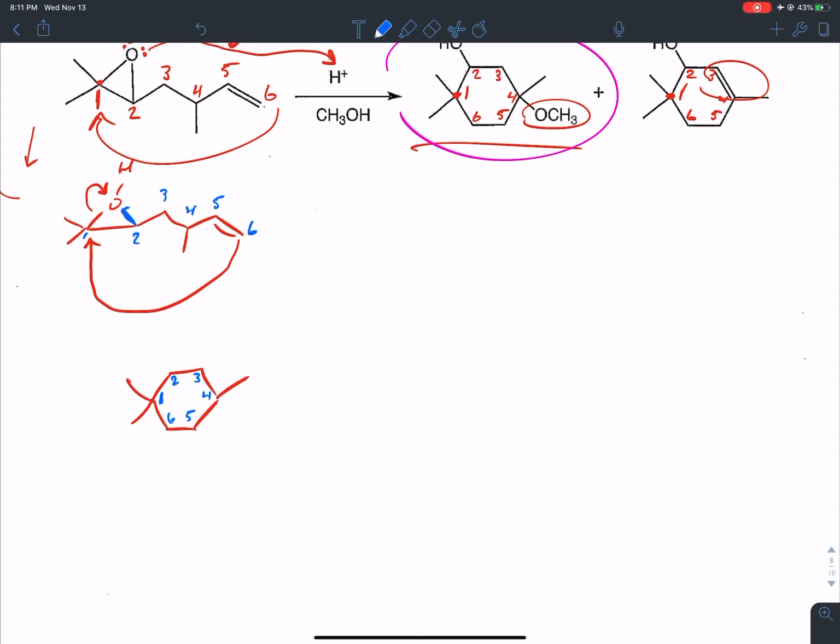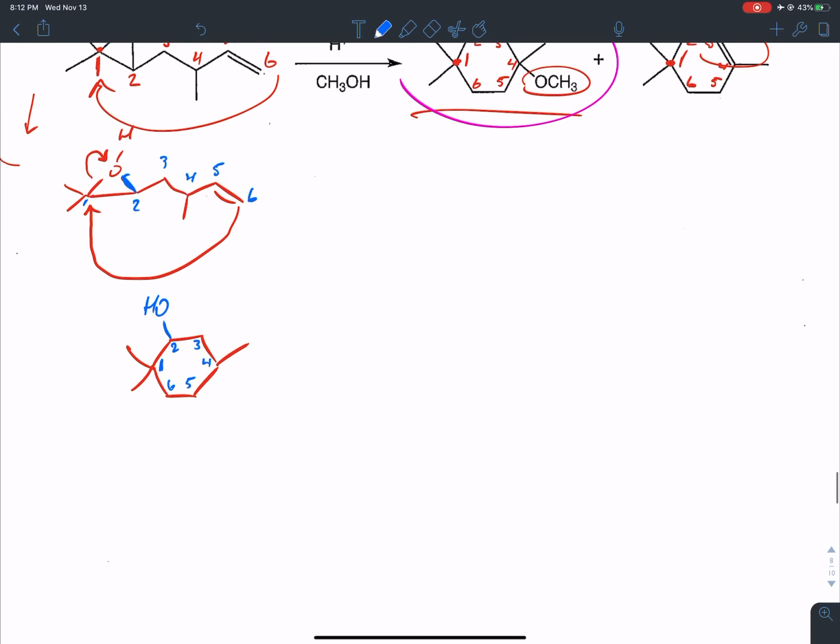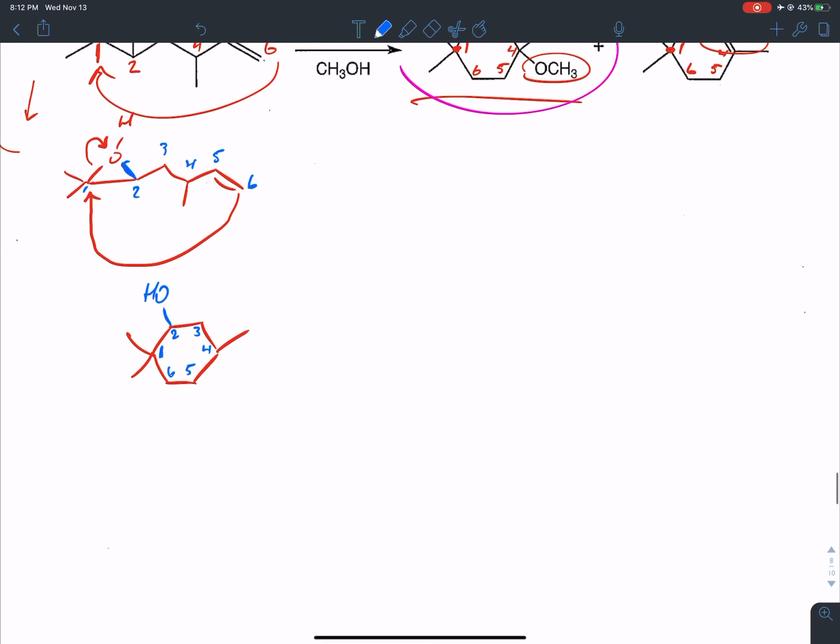So we have an OH here, which we can check against our product. That is consistent with our product, so we did it right. We're good. Is that all we have here? Is there anything left over?